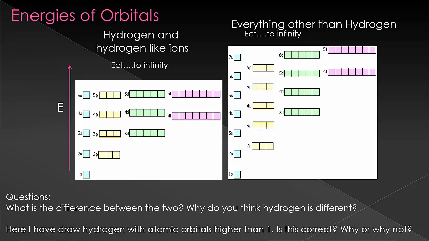I've drawn out two diagrams. The first is for hydrogen and hydrogen-like ions. The second is for everything else. I'll talk about an easier way to remember this ordering in a minute. First, let's look at the main difference between the two. So look at the two and see if you can figure out what doesn't match.